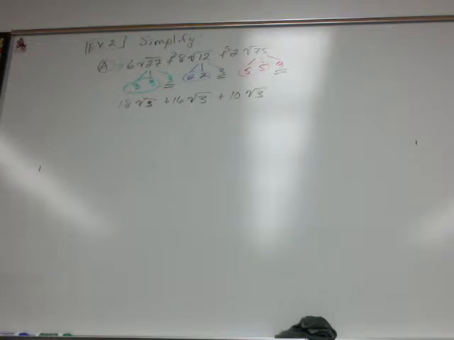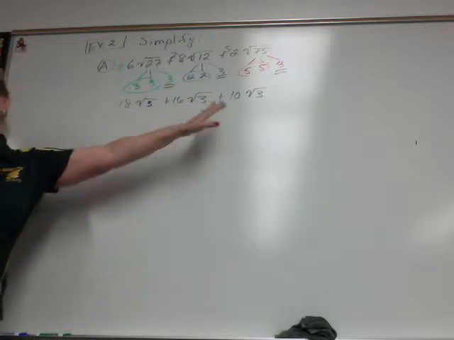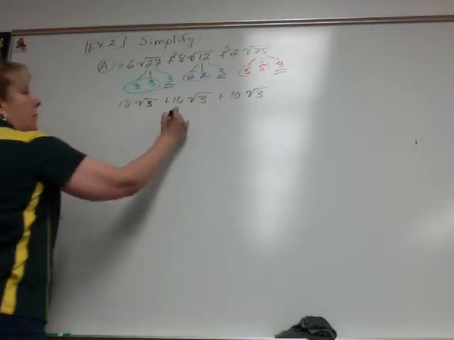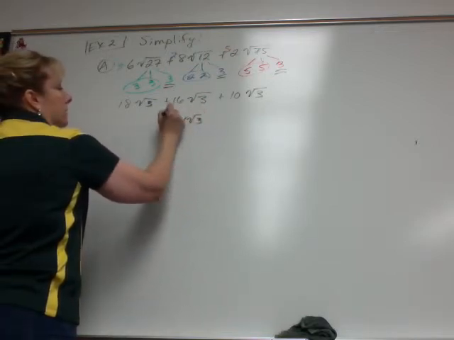And it just so happens that what's left over are all radical 3s. If they weren't, you could only add up what was the same. So what do I end up getting? What do they all add up to? 18 plus 16 plus 10 is 44. So I get 44 radical 3.